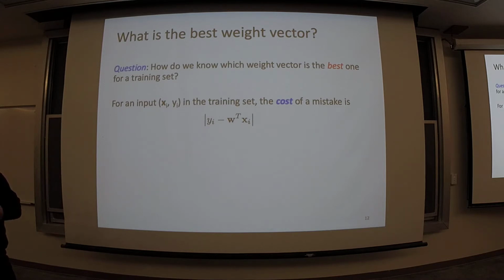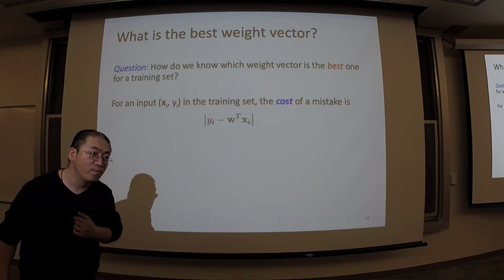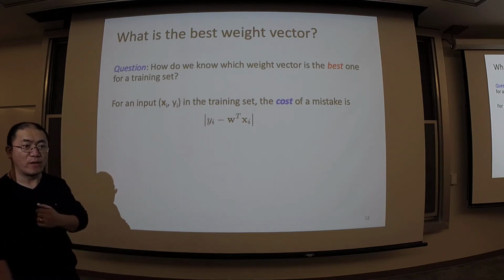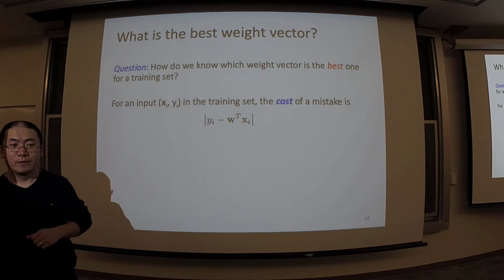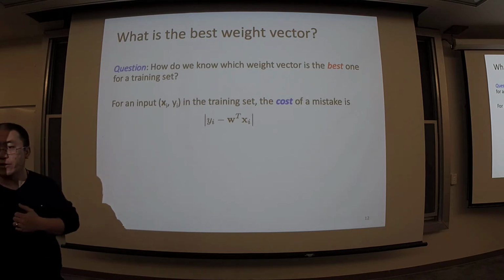Or the sum of errors or something? Probably the sum of the errors? Sum of these absolute values? Yeah, that's a great idea. Any other idea? Any other suggestion?